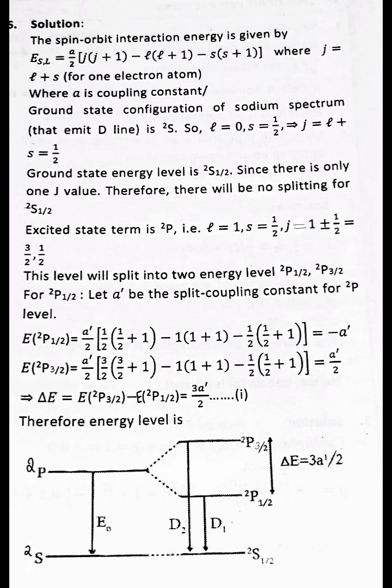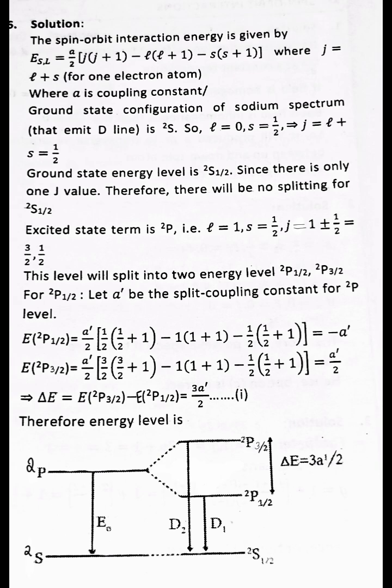So for the ground state configuration, that is 2S, L equal to 0, S is equal to half. Therefore J is equal to L plus S and this is equal to half. So the ground state energy level is 2S 1 by 2. There is only one J value, therefore there is no splitting. Then the excited state term is 2P. Here L is equal to 1, S is equal to half, then J is equal to L plus or minus half, and this is equal to 3 by 2 and 1 by 2. So the level will split into 2, that is 2P 1 by 2 and 2P 3 by 2.